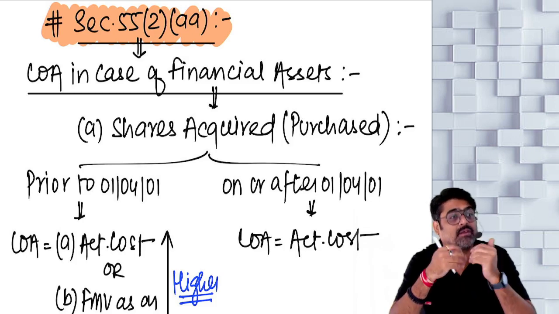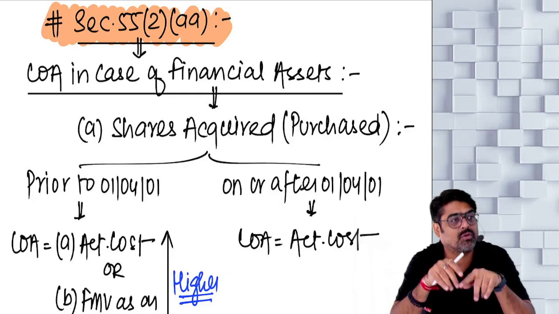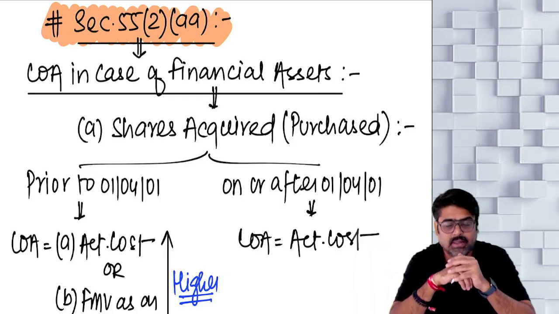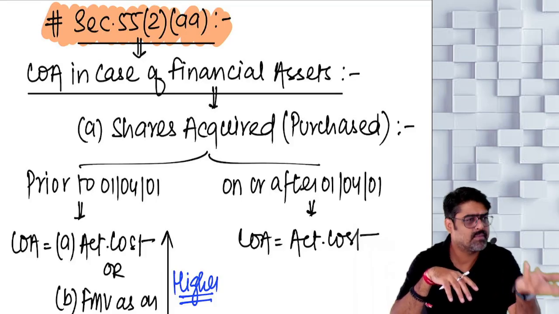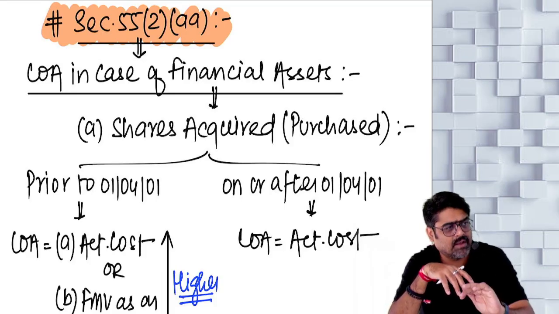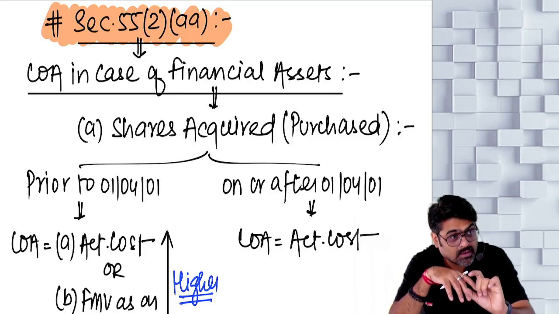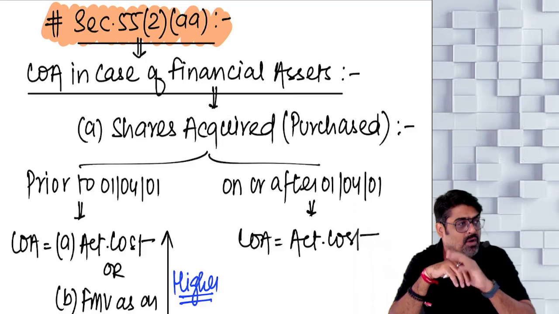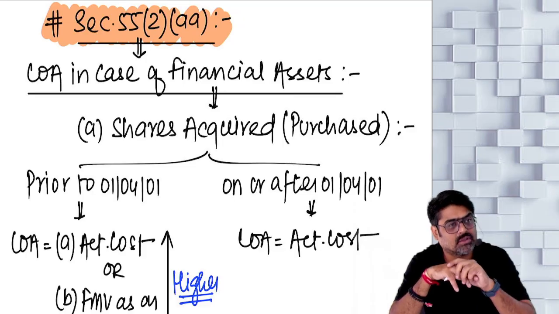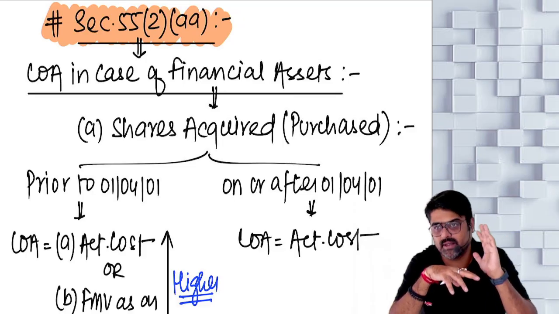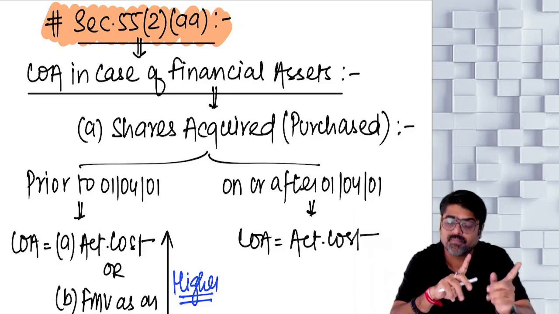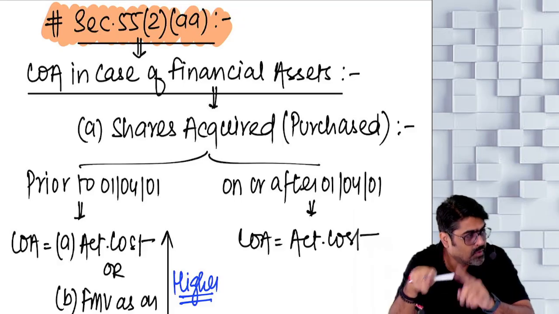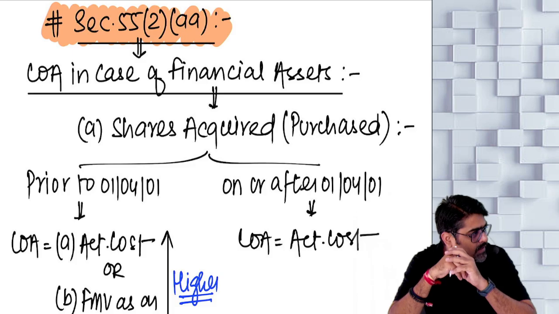But if the asset acquired prior to 1st April 2001 was immovable property, then fair market value or stamp duty value, whichever is lower, that amount can be taken as cost of acquisition, or actual cost can be taken as cost of acquisition, whichever is higher. Yes or no? Now, for a few assets, the cost of acquisition is defined.